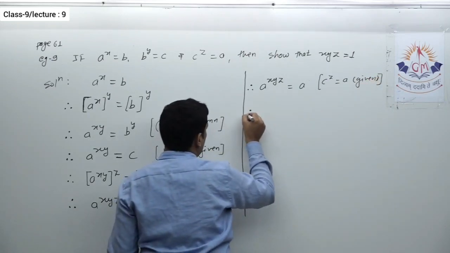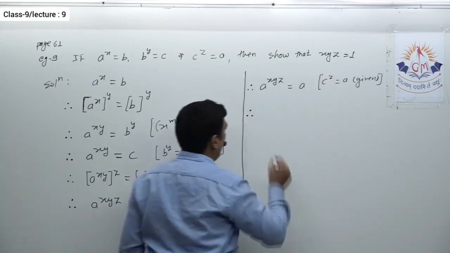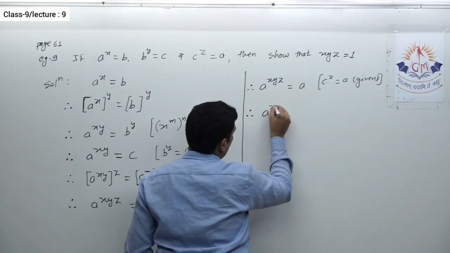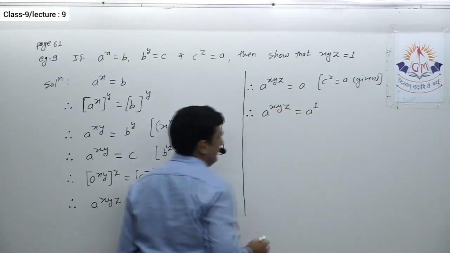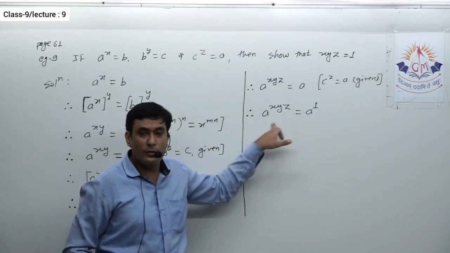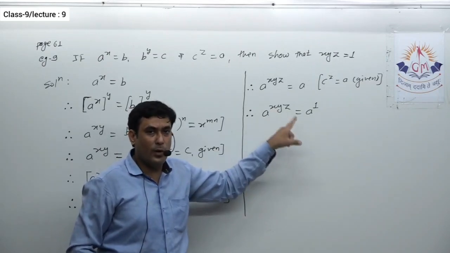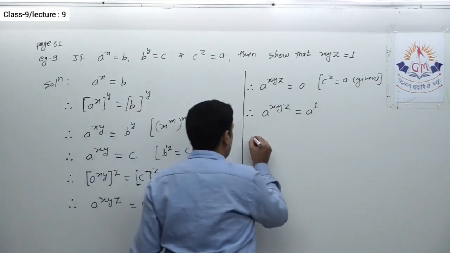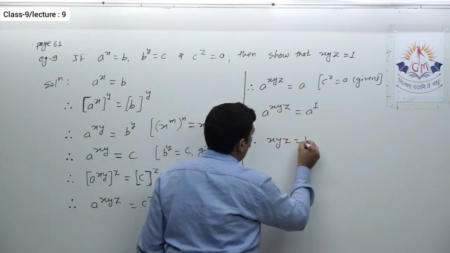So now what I need to find is the value of xyz. So here it is a, but obviously I can write this as a raised to 1, isn't it? Now you can see the bases on both sides are the same. As the bases are the same, obviously the powers will be equal. So therefore I can write xyz is equal to 1.